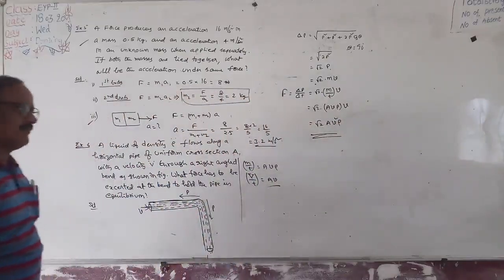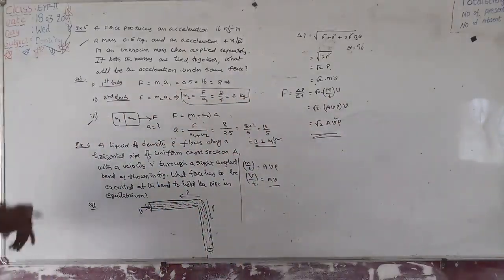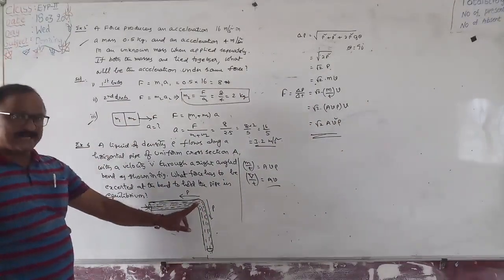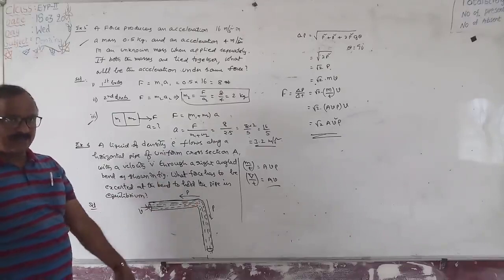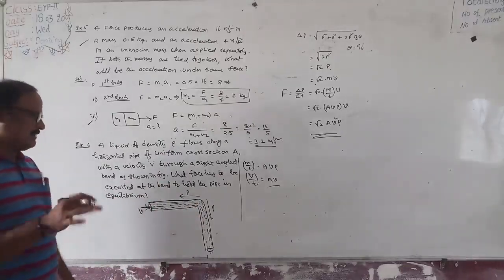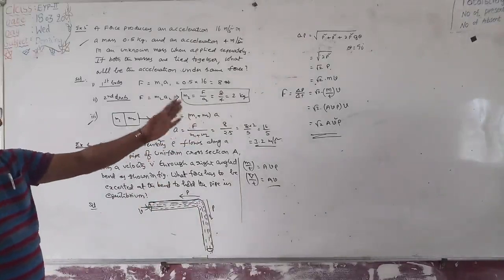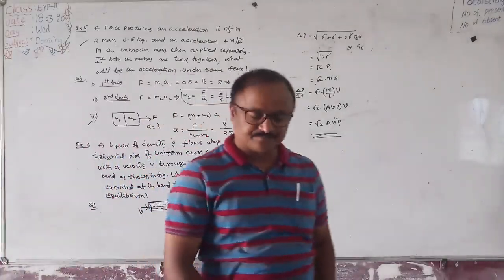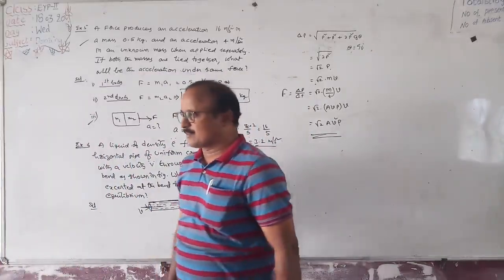So that is the formula for the force exerted on the bend by the liquid, or the force required in which the bend is in equilibrium position, that is given by root 2 into A into v square into rho. Okay, right. Next one.